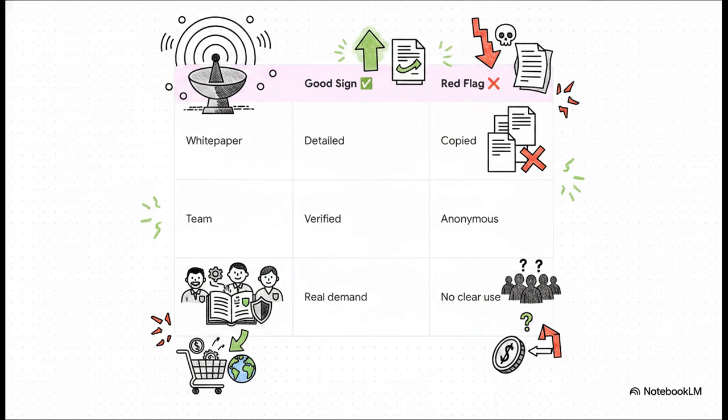Next is the team. Verified experience is what you want, but an anonymous, unknown team? That means there's zero accountability if the project tanks, which is a classic setup for a rug pull. Finally, the coin has to have a real-world use case and actual demand. If there's no clear use case, that is a massive red flag.